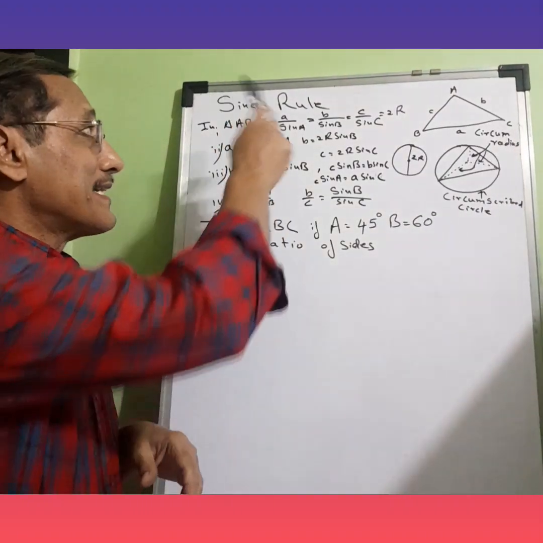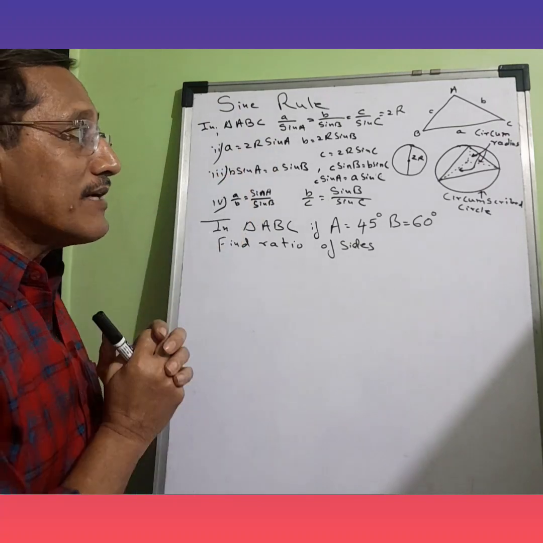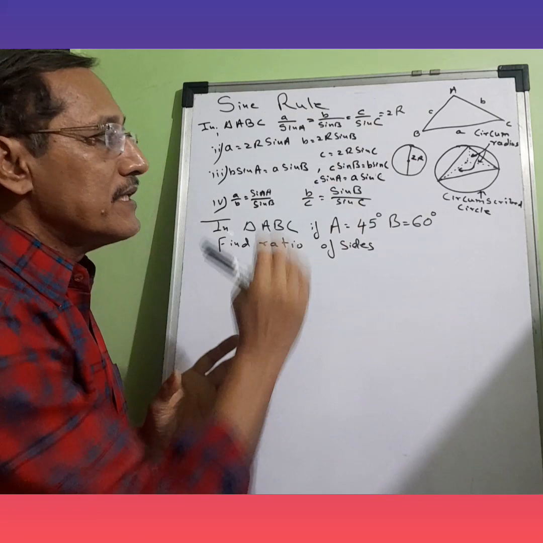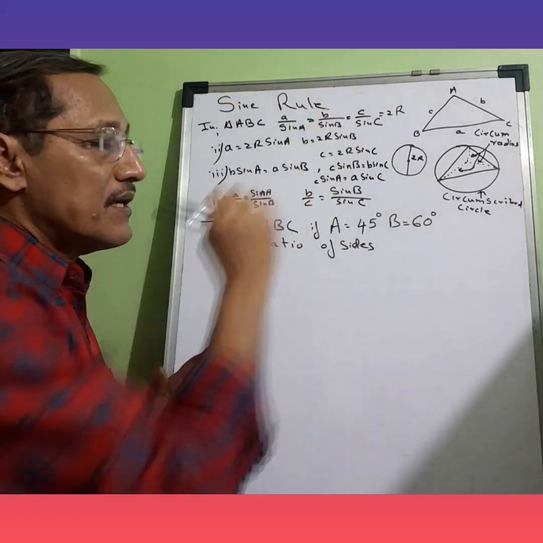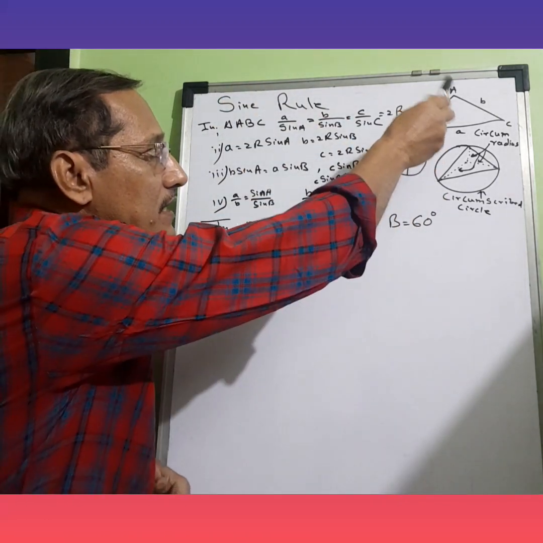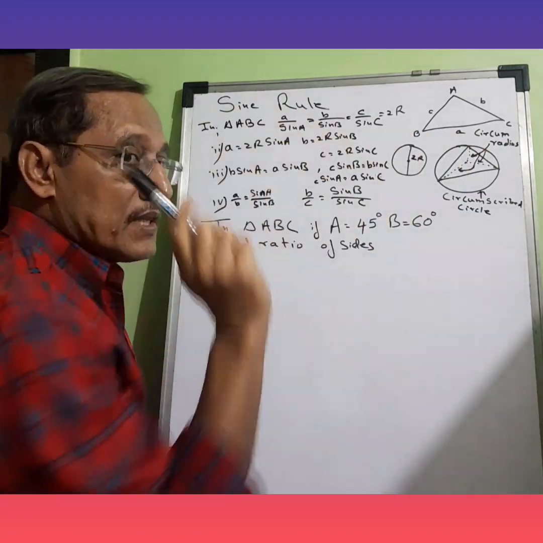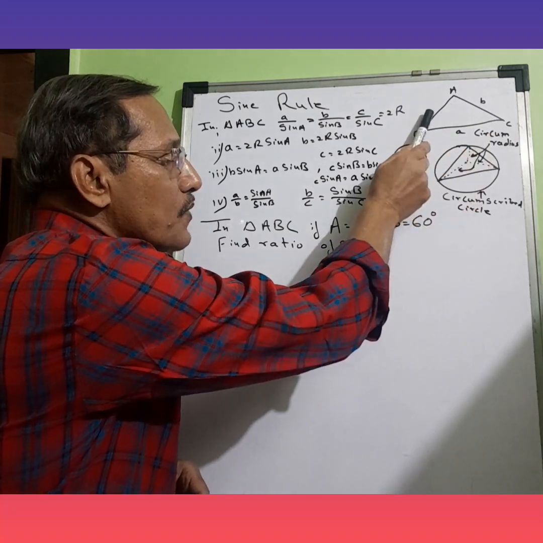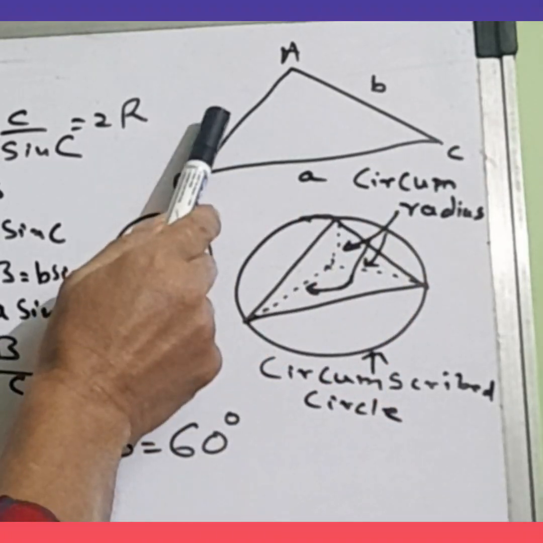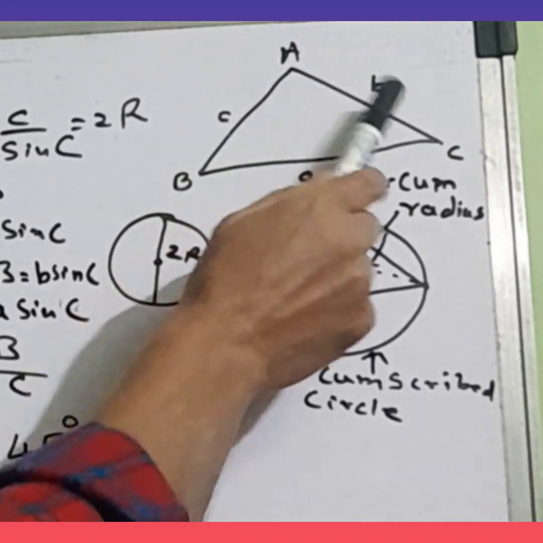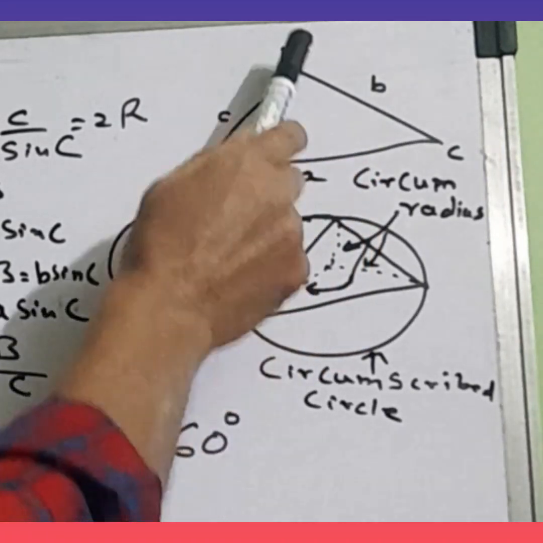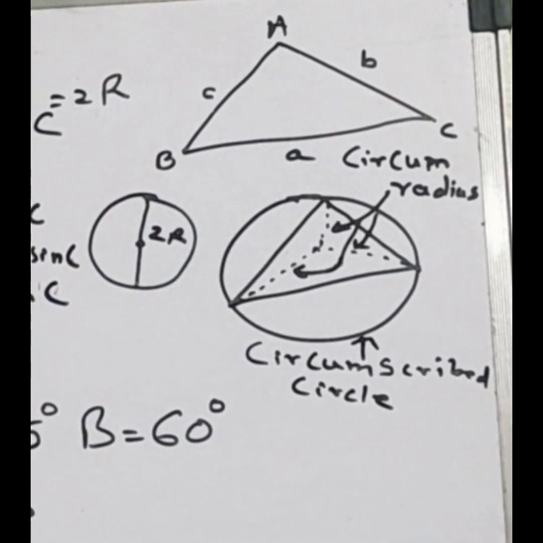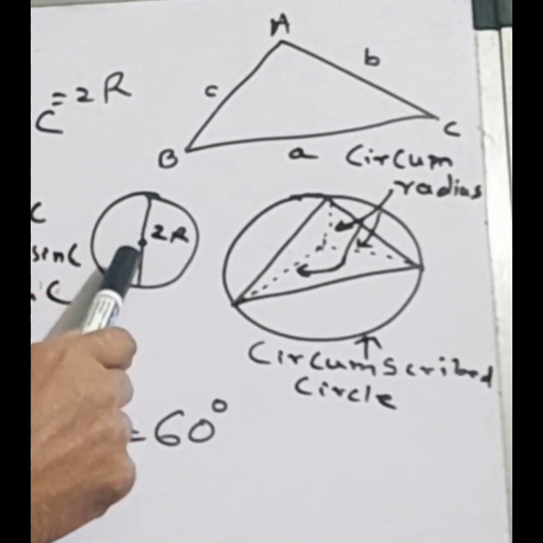Okay guys, now let's get into the sine rule. Before getting into the sine rule, it's essential for us to know about the circumradius and circumscribed circle of a triangle. ABC is the triangle. One thing you have to always keep in mind is that the side opposite to angle C is small c, the side opposite to angle B is small b, and the side opposite to angle A is small a. Now, the diameter we all know is 2r.